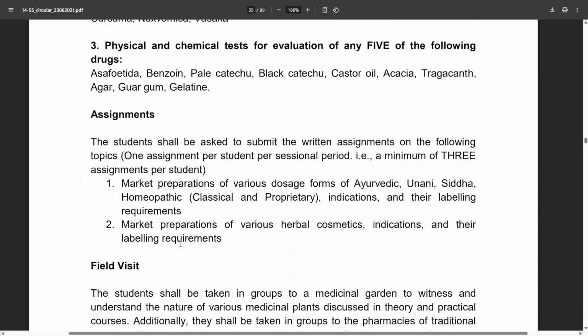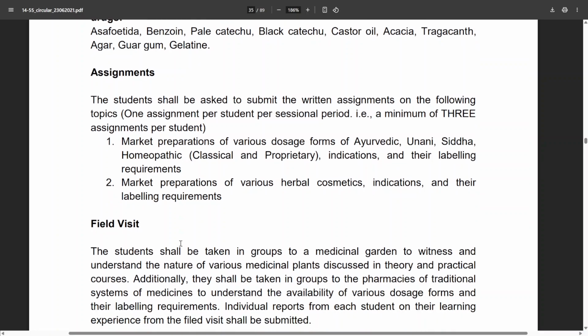Assignments: the student shall be asked to submit a written assignment on the following topics: 1 assignment per student per sessional period, that is a minimum of 3 assignments per student. 1. Market preparations of various dosage forms of Ayurvedic, Unani, Siddha, homeopathic, classical, and proprietary medicines, indications and their labeling requirements. 2. Marketed preparations of various herbal cosmetics, indications and their labeling requirements.